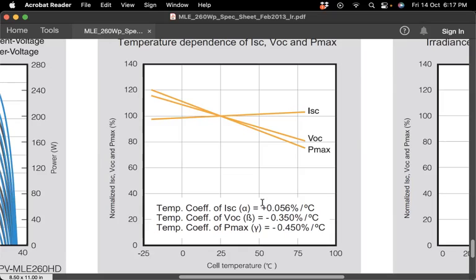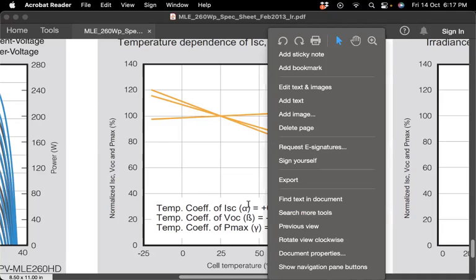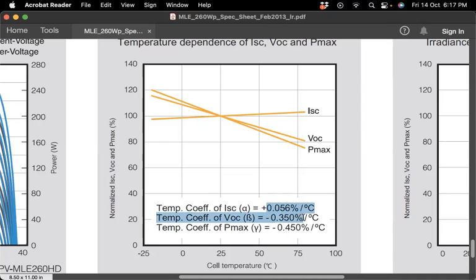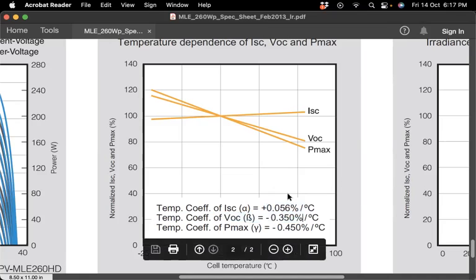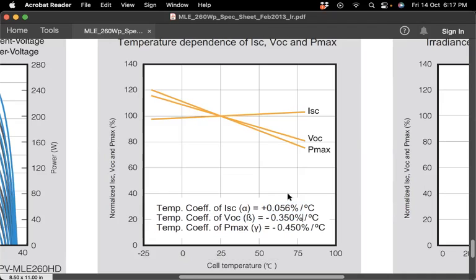However, for both voltage and power, your voltage decreases, because now the coefficient is negative. Your voltage decreases with each degree Celsius increase in temperature. By comparing these two numbers together, you can easily observe the difference. With current, you are increasing 0.05% per degree Celsius.